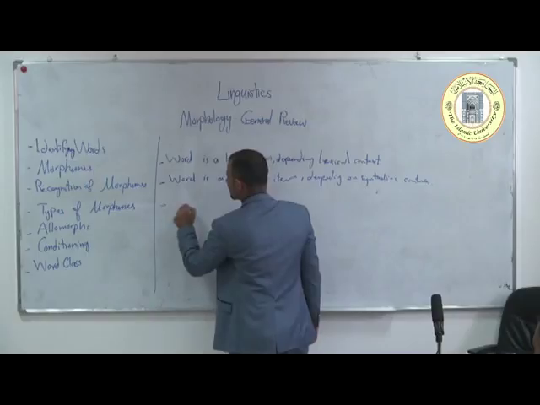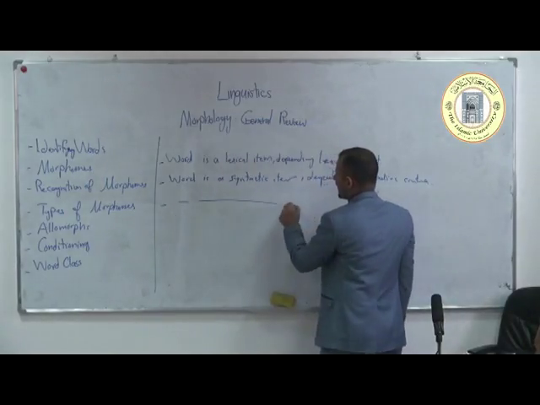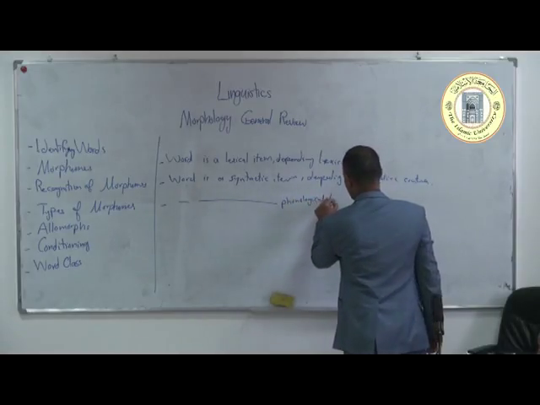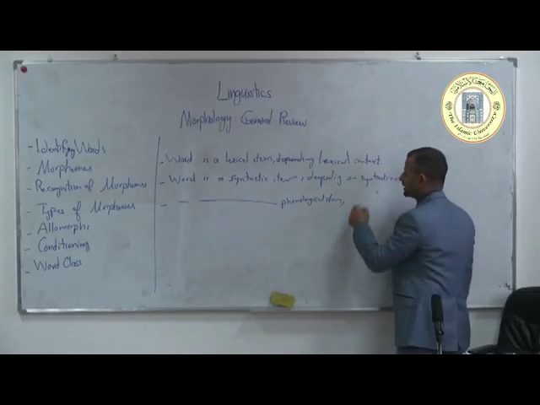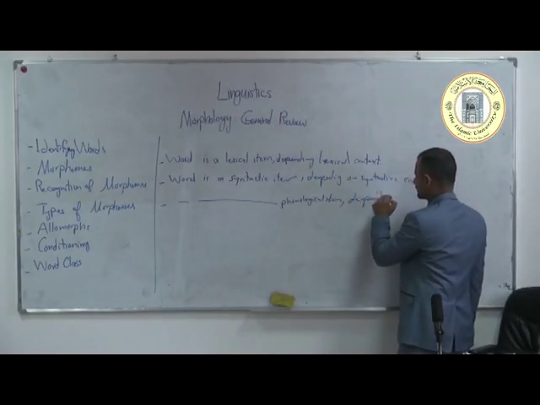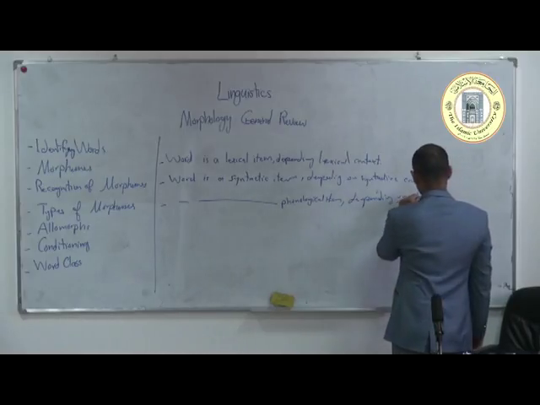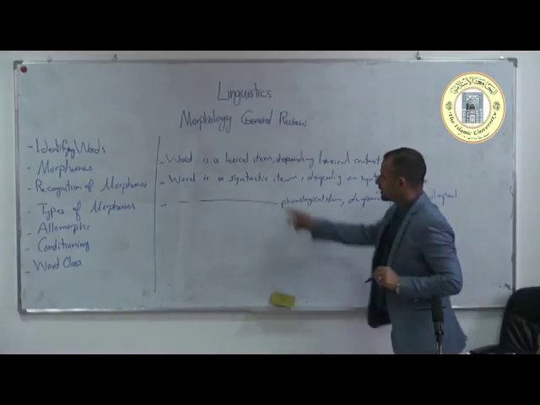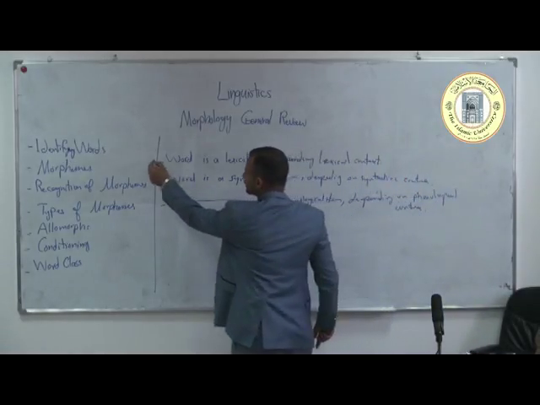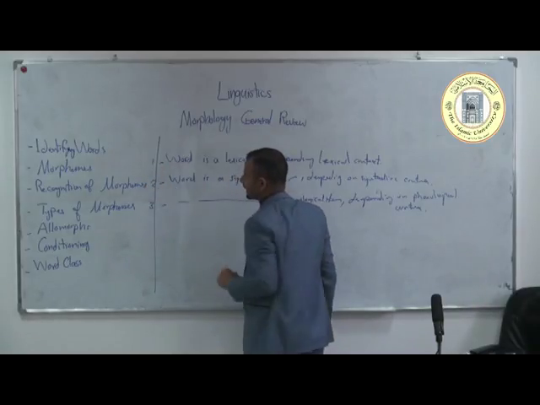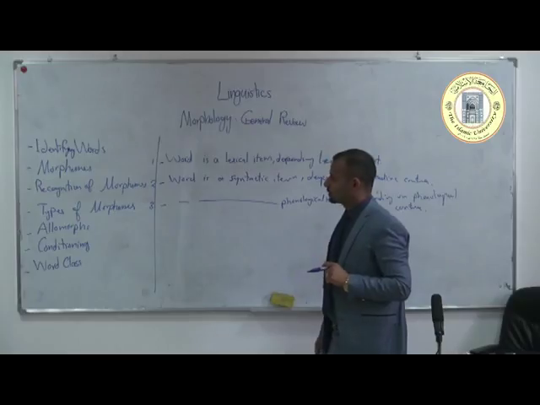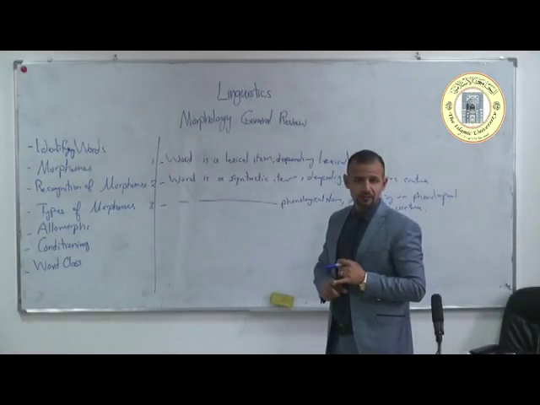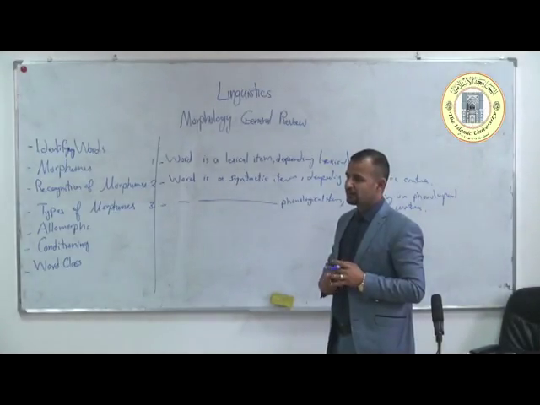If we talk about word as a phonological item, then we depend on the phonological context. Now these are the three levels according to which one can identify words. How many levels are there? Three: lexical, syntactic, and phonological.